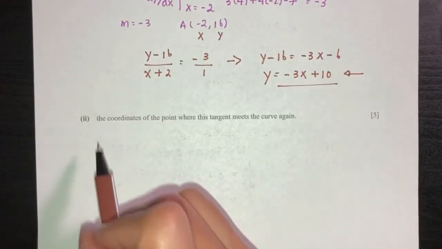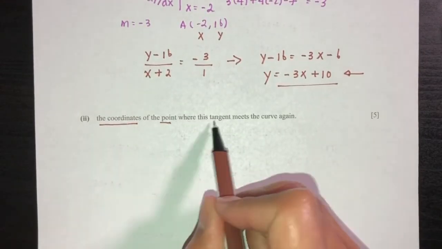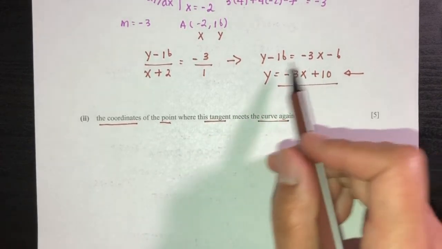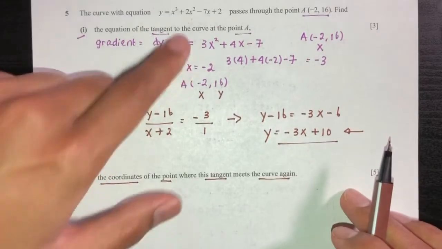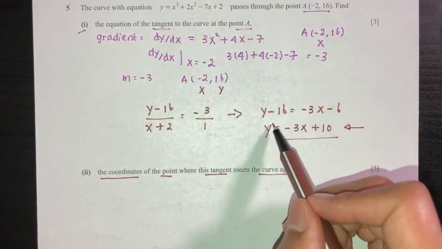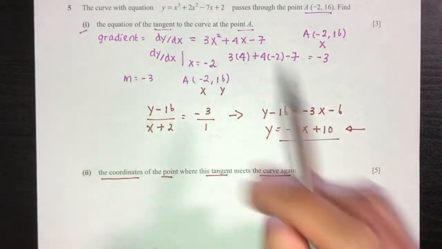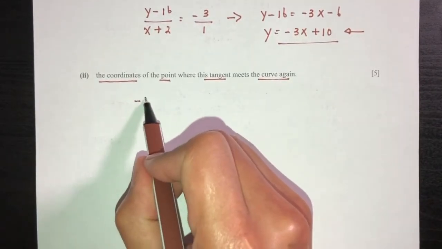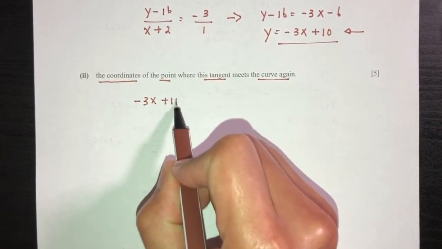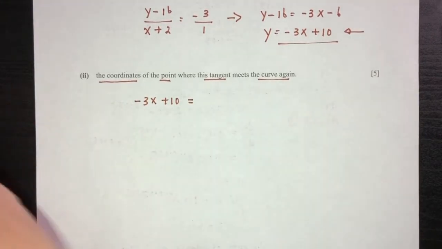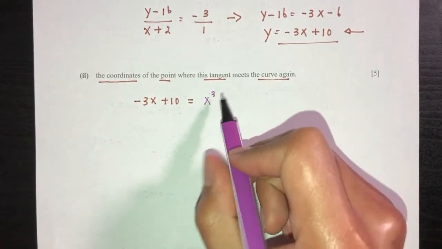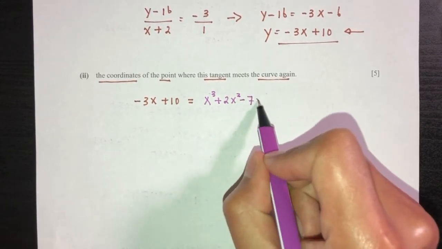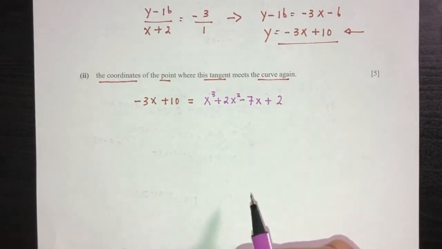Now part 2, find the coordinates of the point where this tangent meets the curve again. So we have to find the points where this intersects the curve again. So this is y and this is y. Replace and solve simultaneously. So on one side you will have minus 3x plus 10 is equal to x cubed plus 2x squared minus 7x plus 2.